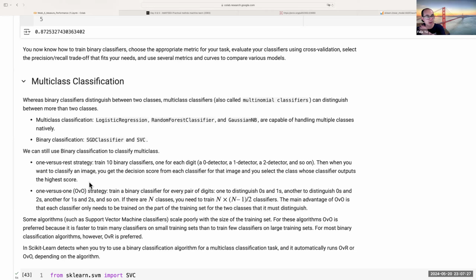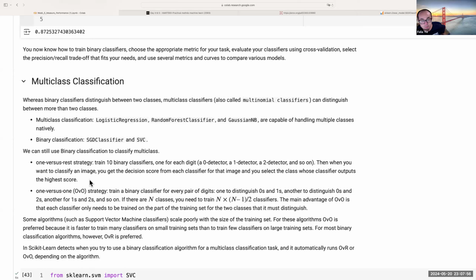So there are a bunch of classifiers that we can use. For example, logistic regression, random forest, and Gaussian NB are all capable of handling multiple classes natively. However, the SGD classifier and SVC, which is a version of SVM, can only handle binary classification. But we can still use binary classifiers to classify multiple classes as well.